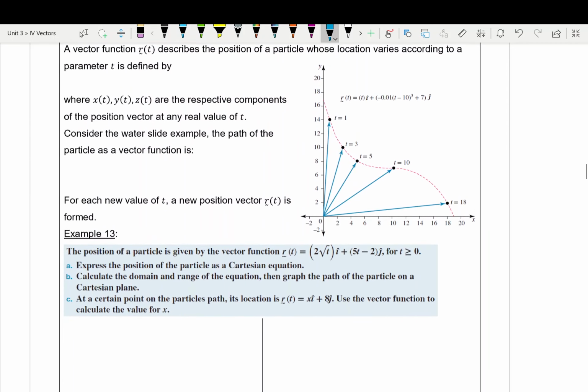All right, so let's take this idea of parametric equations and apply them to vectors. A vector function r of t describes the position of a particle whose location varies according to a parameter t. That is defined by, let me just get it up.